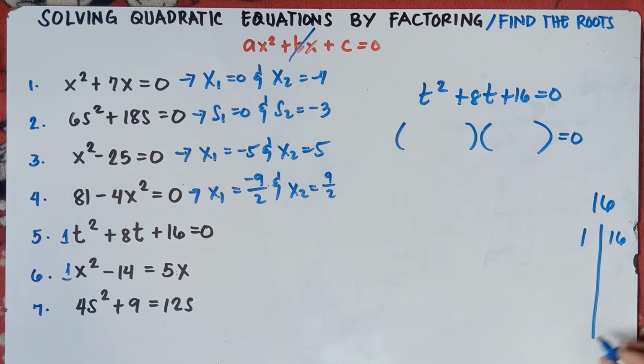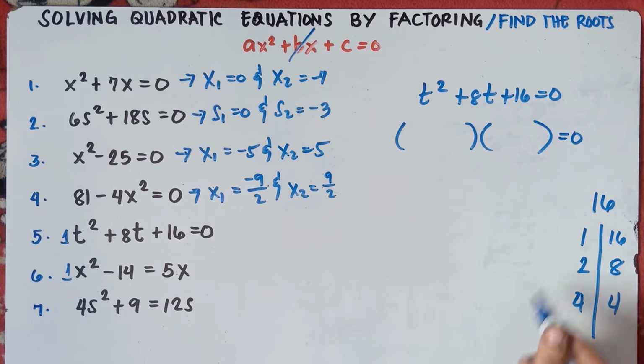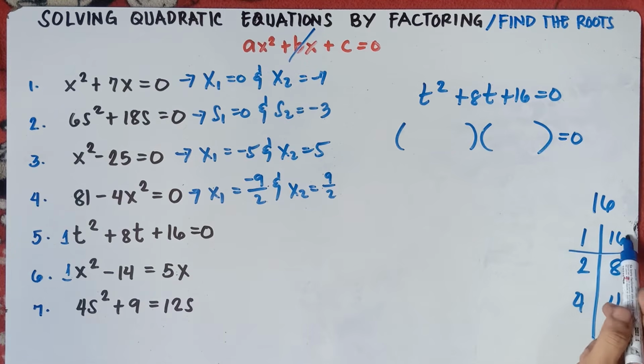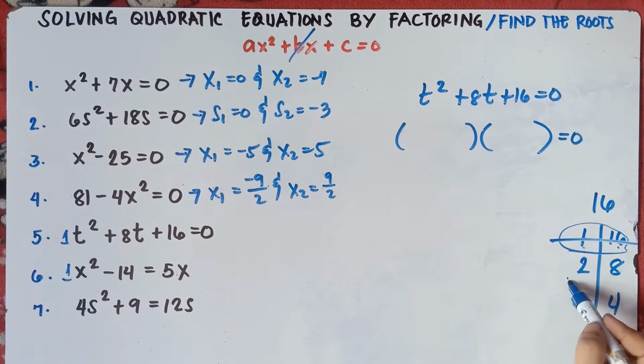Of course, that would be 1 times 16, 2 times 8, and 4 times 4, right? These are the factors of 16. If we combine 1 and 16, that would be 17. If we subtract 16 minus 1, that's 15. Therefore, we cannot use this one. If we combine 2 and 8, that would be 10. If we subtract 8 minus 2, that would be 6. So we cannot use this one.